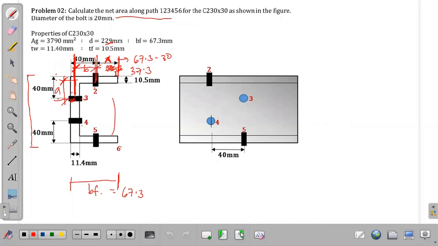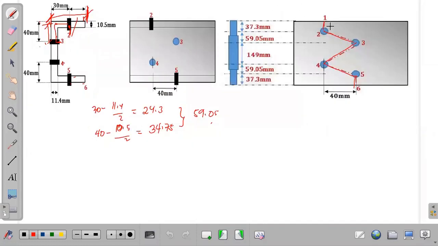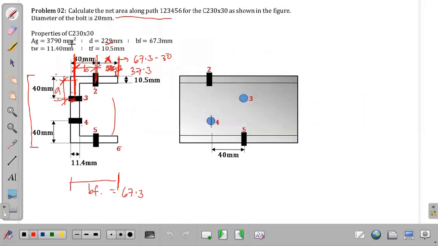So pagka tinitignan natin ito, magiging staggered, di ba? Magiging staggered na yung ating failure. Okay? So yung hinahanap natin is the net area. So net area is equal to the net width times the thickness. Okay? So yung AN natin is equal to the area gross, since given yung area gross natin. Area gross given, di ba?